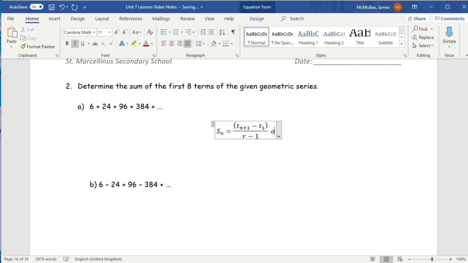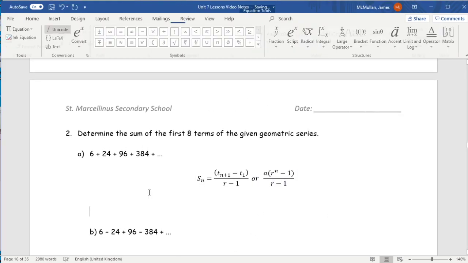Or, let's say, a r to the n minus, sorry, it will be a bracket, right, because you're factoring it out. This is the way I'm more used to seeing it. Why is that not doing a division? Okay, so either one of these are good to use.